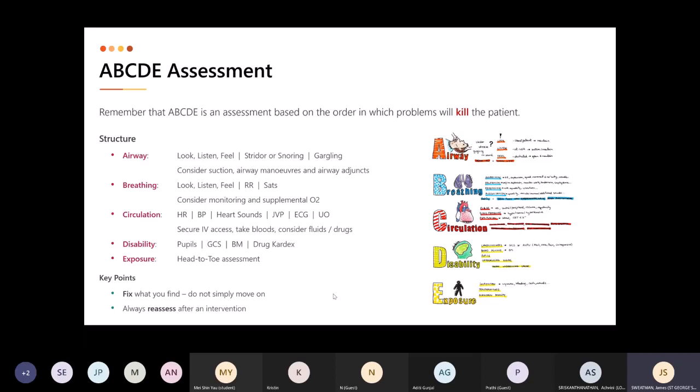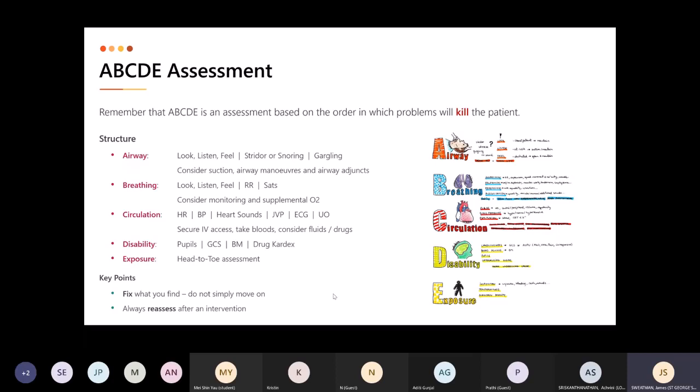And remember to look at their drug chart as well in disability. So pupils, GCS, BM and drug cardex, that's the other thing that catches people out a lot in these types of situations. And then the key point about ABCDE that I often find teaching medical students of any age, and also the F1s when we do sim training, is that with an ABCDE, if you find something wrong, you don't just go, oh, well, the patient's not breathing, anyway, moving on to C. You have to fix that thing before you move on. So you have to make an intervention.